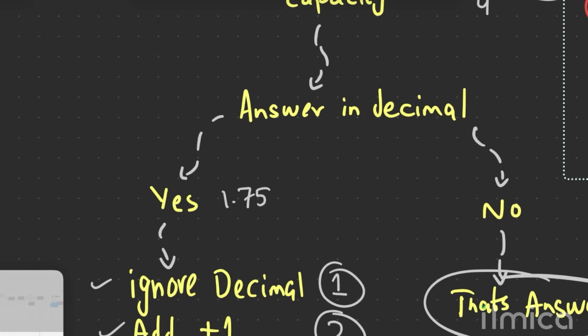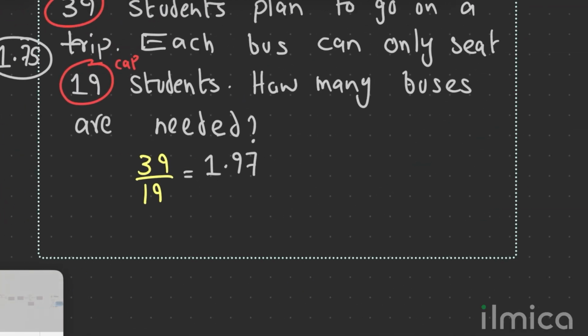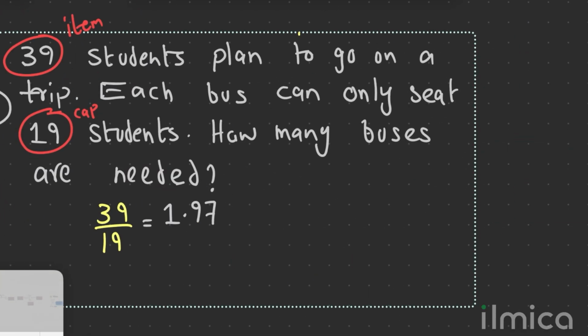So when it produces a decimal, what do we do? We ignore the decimal and then add 1 to it. So we do exactly that. We ignore the decimal, so we get 1, and then we add 1 to it. So we get a 2. So that is going to be our answer in this case.